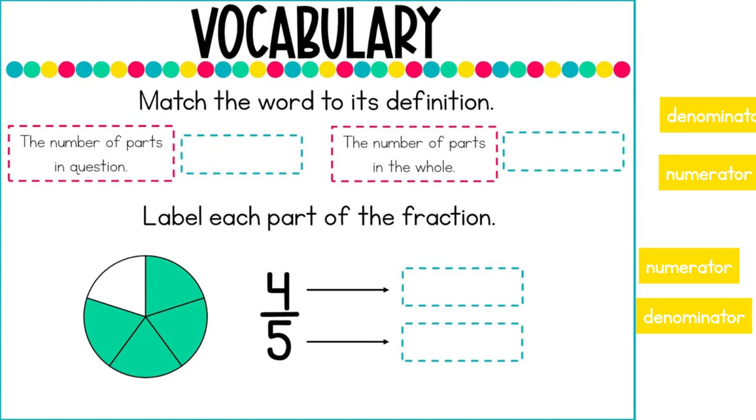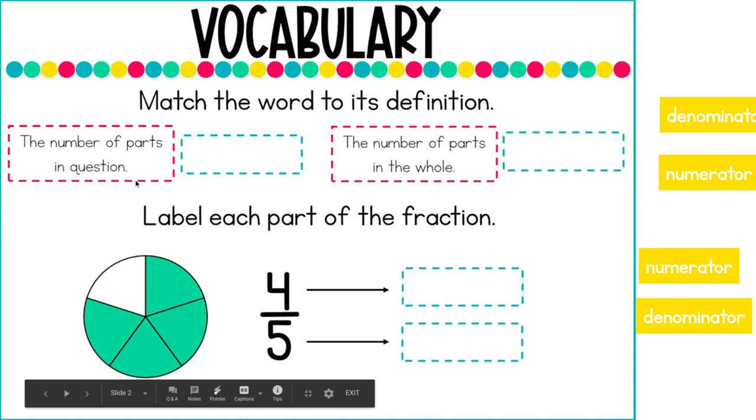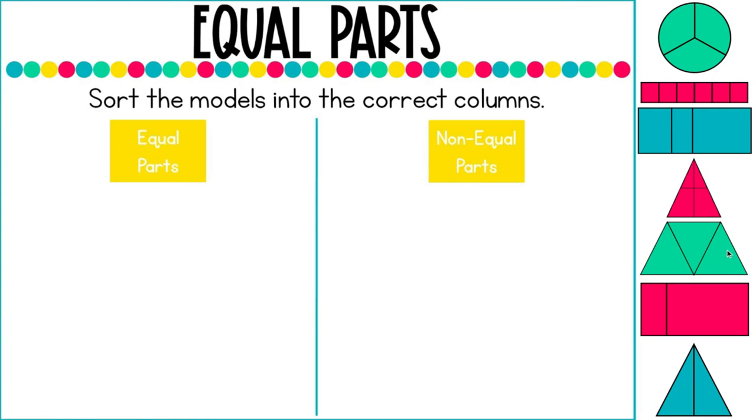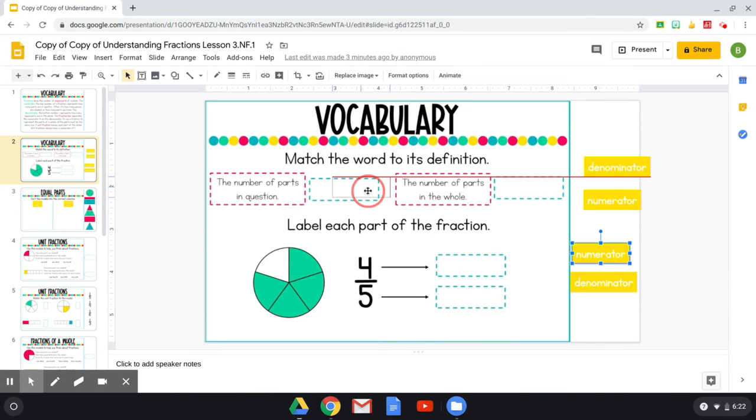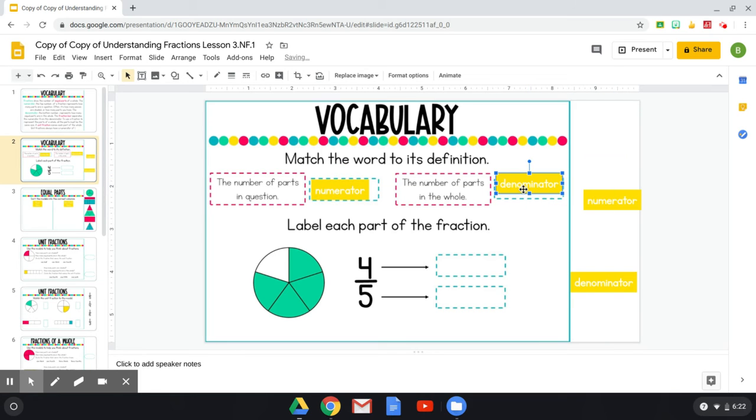All right, so let's go ahead and we're going to drag and drop these to their correct part. So the number of parts in question, or the number of things we are counting, is the numerator. And the number of parts in the whole is the denominator. Looking at our fraction now, our numerator is on top. There are 4 parts shaded, and our denominator is on the bottom. There are 5 parts in this whole shape.